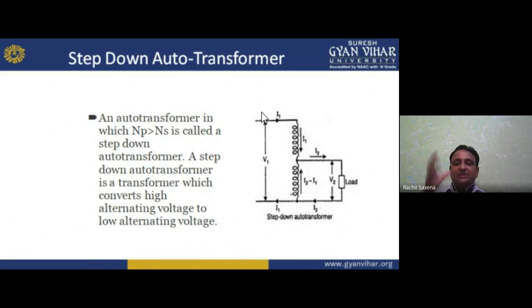If I'm talking about the power system, it is basically a combination of generation, transmission, and distribution. In all of these, the major or costly equipment is the transformer. At the yard in the generating station, we use step up transformer. Elsewhere we use step down transformer. So this is the step down auto transformer in which the primary turns are greater than the secondary turns. Here 1, 2, 3 represents N1 and 2, 2, 3 represents N2. I hope you understand.